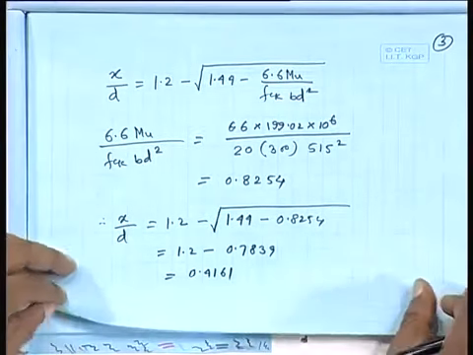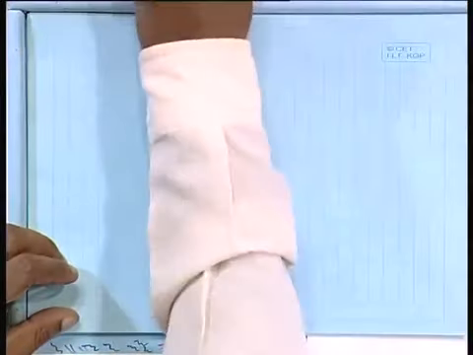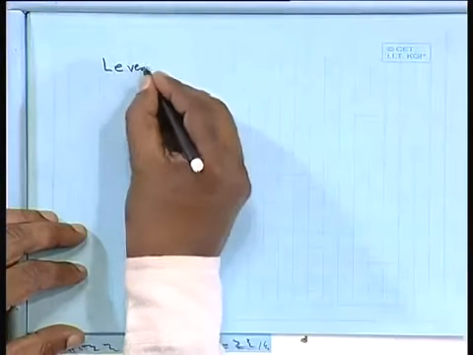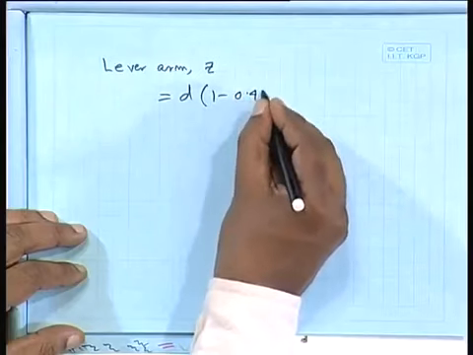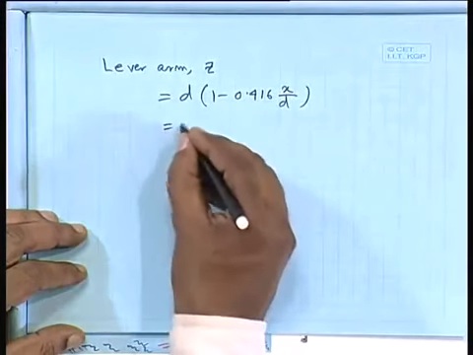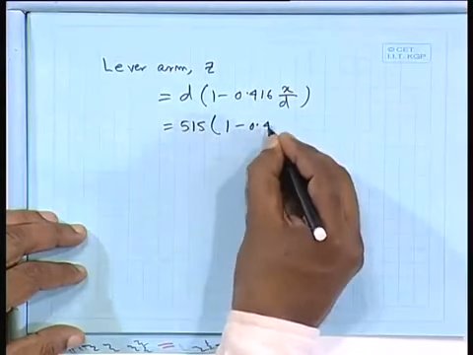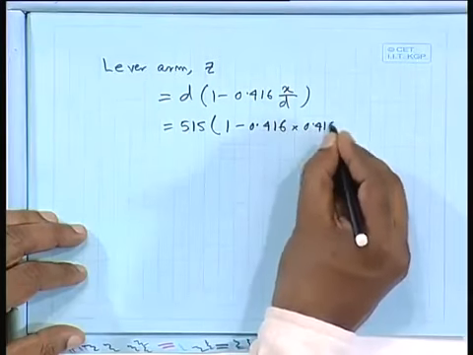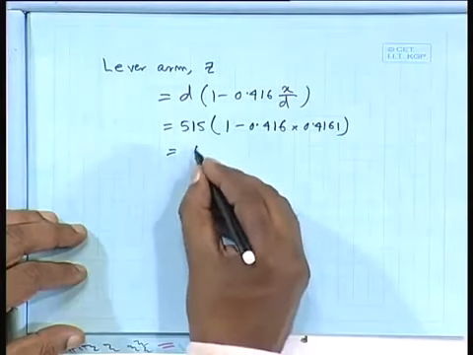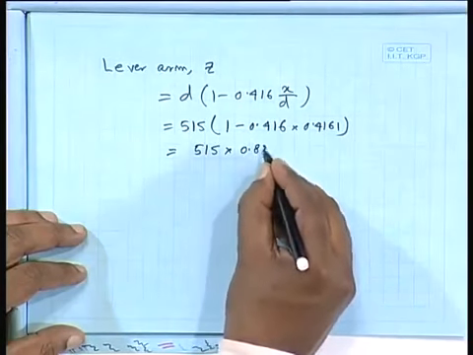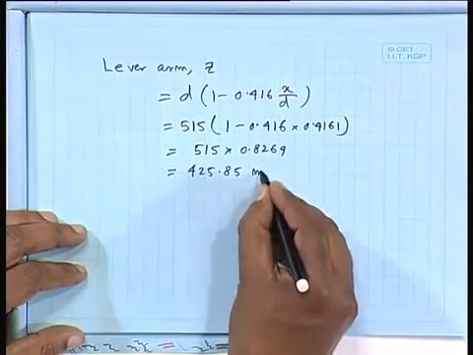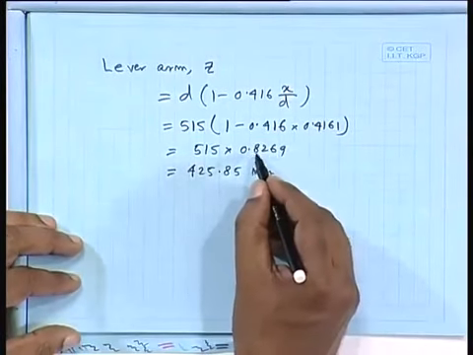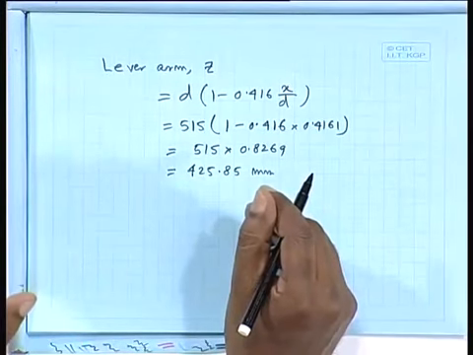So what about the lever arm then? The lever arm Z equal to d into 1 minus 0.416 x by d, equal to 515 times 1 minus 0.416 times 0.4161, equal to 515 times 0.8269, equal to 425.85 millimeter.